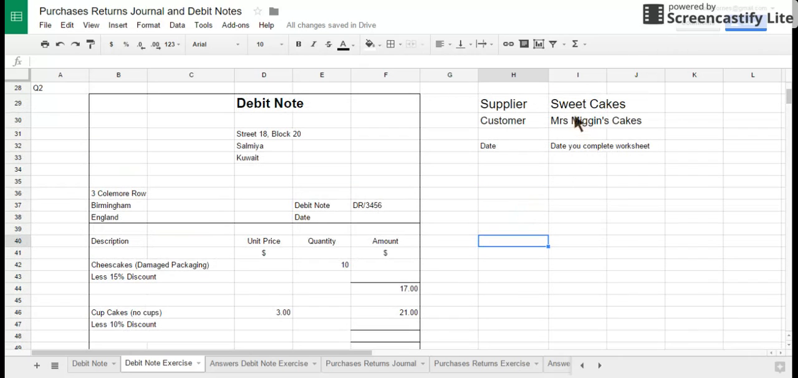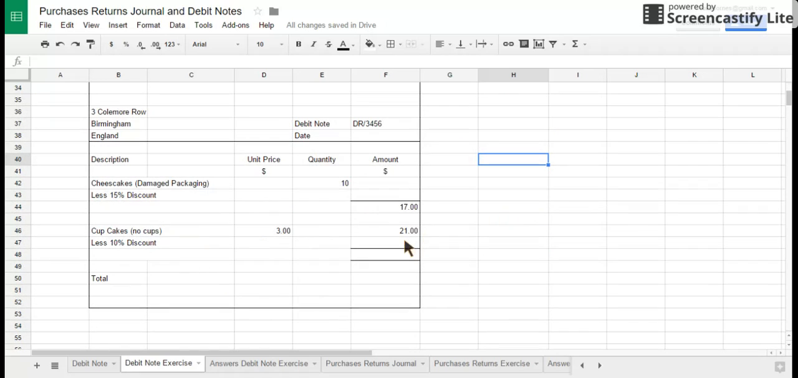You've got a little bit of information that you need to put into the debit note at the top here, and then you've also got to work out the amount of discount, the value of the goods according to the list price, and also what the unit price of the goods was. And on the second one, you'll need to work out how many goods were supplied, take off the discount, give the net amount, and then find out the total.